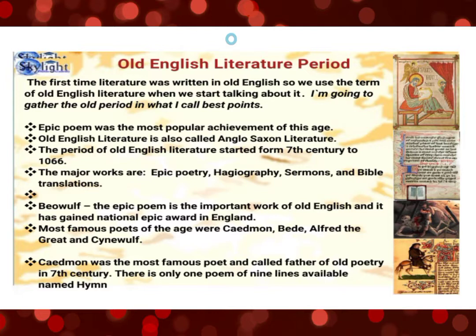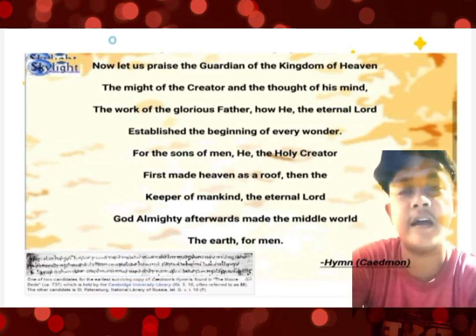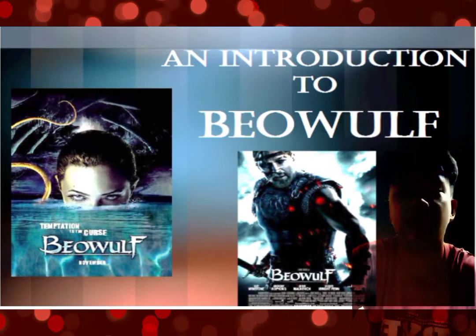So it was made by Caedmon, no? The poetry hymn. So this is the example of the hymn by Caedmon. So now let us praise the guardian of the kingdom of heaven, the might of the creator, and the thought of his mind. The work of the glorious father, now he, the eternal Lord, established the beginning of every wonder. For the sons of men, he, the holy creator, first made heaven as a roof. Then the keeper of mankind, the eternal Lord, God Almighty, afterwards made the middle world, the earth, for men.